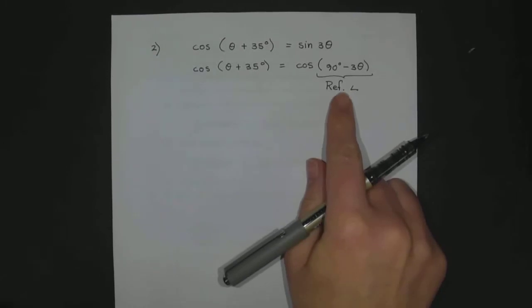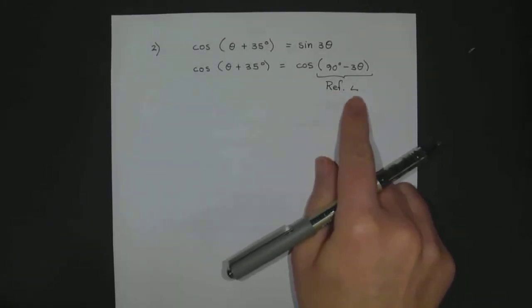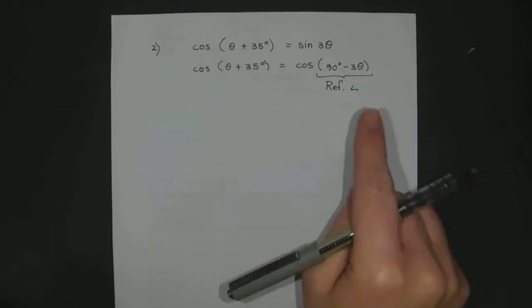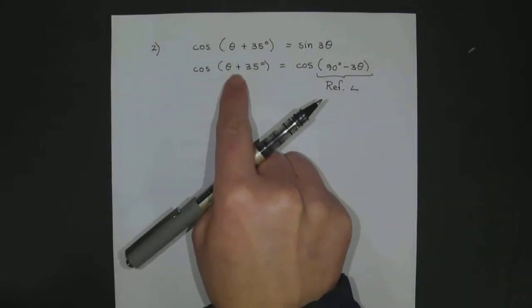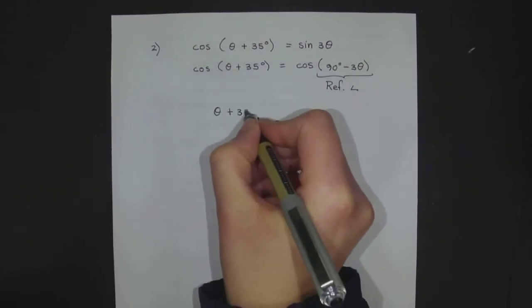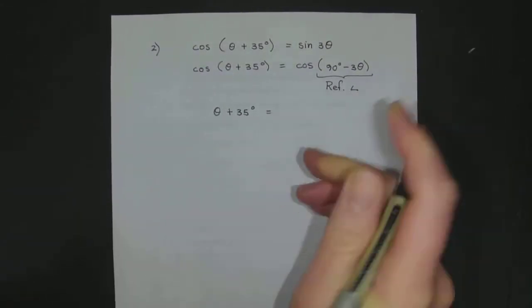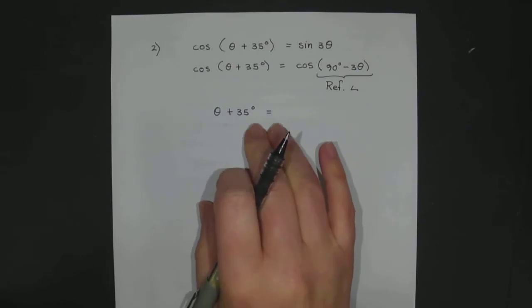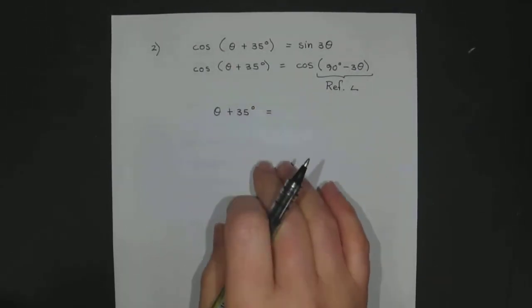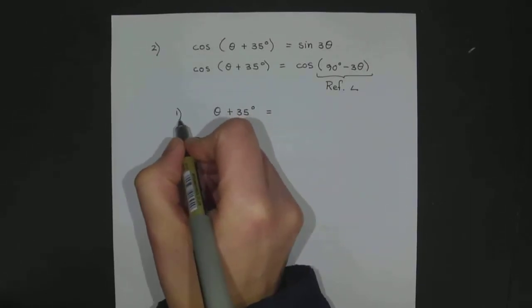And because this is going to serve as my reference angle, I'm going to treat it exactly like all reference angles when I substitute it into my general solution. So I start by saying theta plus 35 degrees, dropping that cosine function, is equal to, and please remember, your sine general solution as well as your cosine general solution always have two parts to it. So this will be the first part to it.